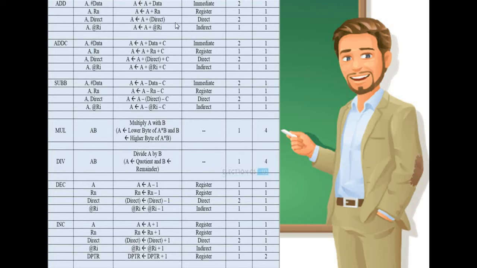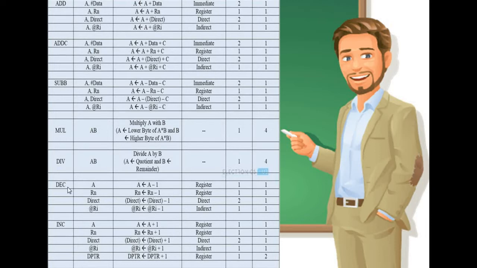Okay, so we don't have any addressing modes here. That means the data will already be stored in these registers, and those two are going to be multiplied. It consists of only 1 byte, but it takes more cycles, that is, 4 clock cycles. Coming to the next one, DIV AB. Divide A by B and store the quotient in A and the remainder in B. It consists of 1 byte and also takes 4 clock cycles.